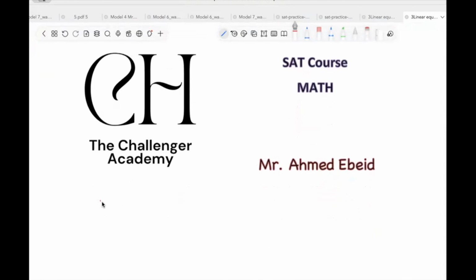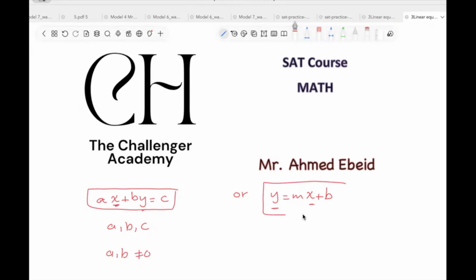If you have an equation like ax plus by equals c, or y equals mx plus b, this is a linear equation in two variables, x and y. We have x and y, both variables, okay? Then we have a, b, and c, the constants, and a and b are not equal to 0. This is the shape of a linear equation in two variables.